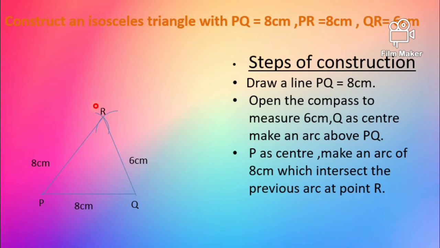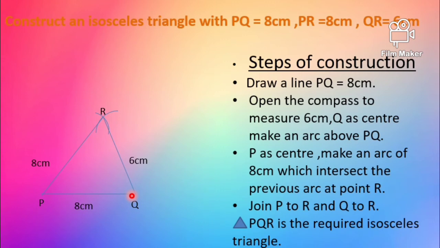What was our further step? The further step was to join P to R and Q to R. When we join P to R and Q to R, then we will get triangle PQR, which is the required triangle, and it is an isosceles triangle.